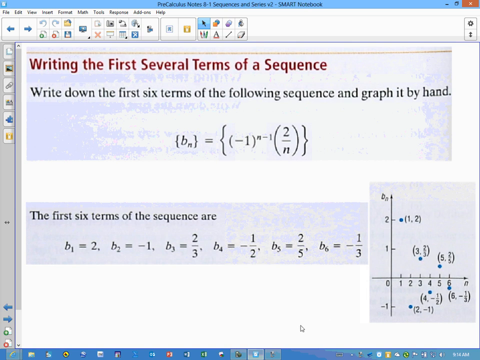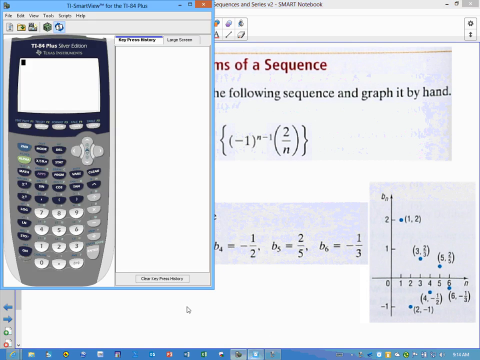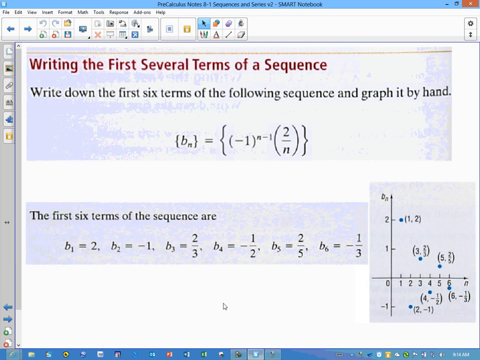Now we can also do this on the calculator, and I want to walk you through the calculator process because it's a little different than everything we've done before. So we're going to turn on our calculator, and we're going to use the TI-84 Plus for this. We're first going to see how to get this list on the home screen using the correct functions, and then we're going to see how to get this graph.